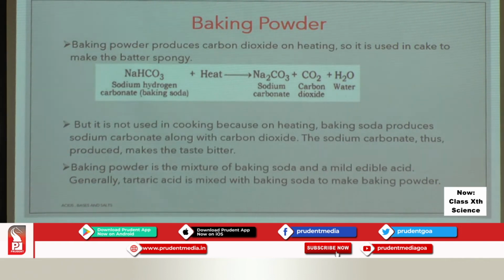Now how exactly is baking soda different from baking powder? First of all, baking powder produces carbon dioxide on heating, so it is used in cake to make the batter spongy. What happens exactly when you add baking powder in the dough or in the mixture is that carbon dioxide gets trapped in the dough. Now when you start heating it, the trapped carbon dioxide from the dough tries to escape out, leaving those spongy bubble-like structures.